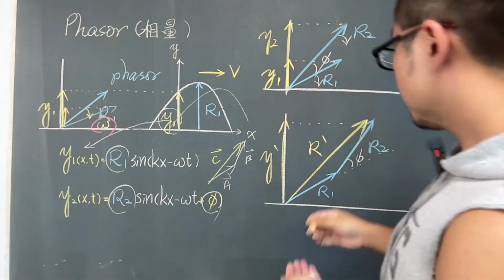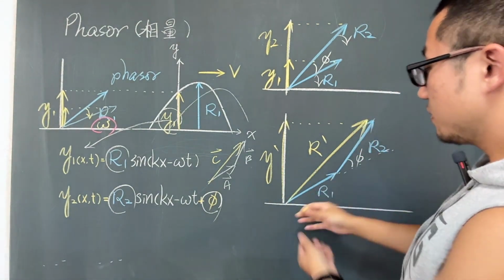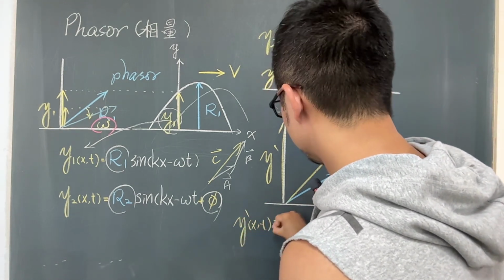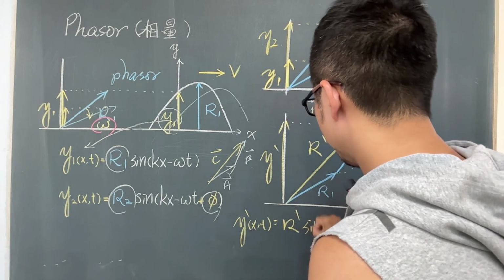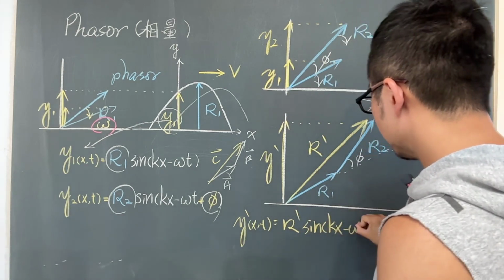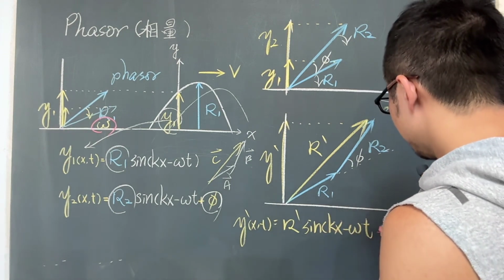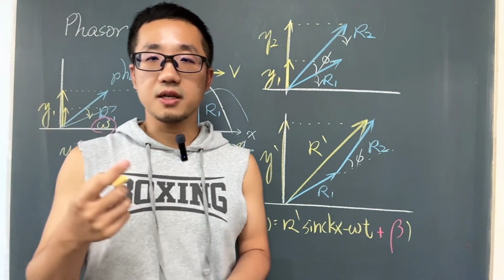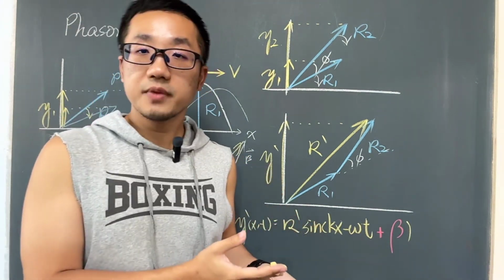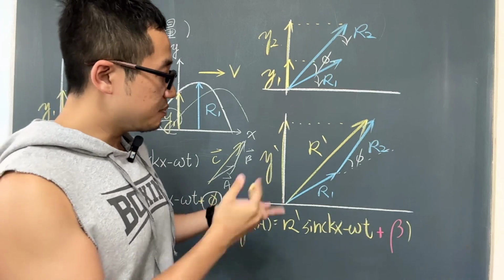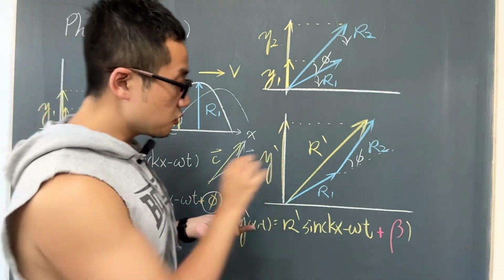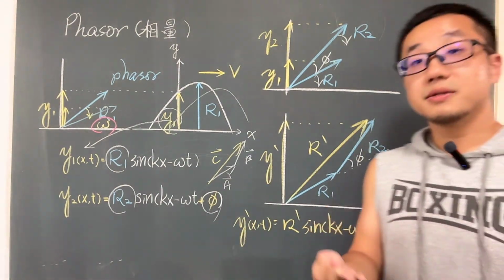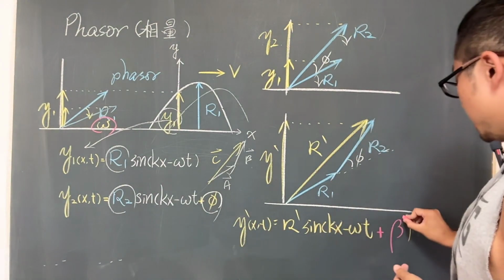Okay, so the resultant wave can be simply written down as y prime of x, t is equal to R prime times sine of kx minus omega t plus beta. Maybe you can now try to think, what is beta? Beta is some kind of angle. Where should I draw it? Now, the beta in your textbook is called the phase constant.